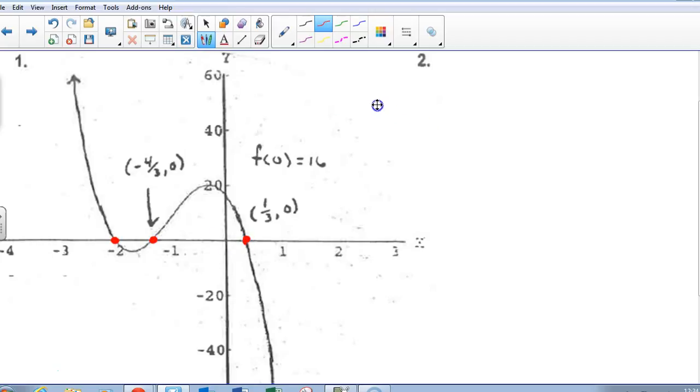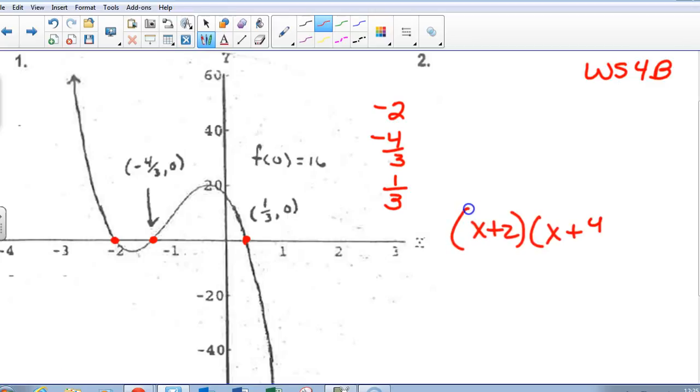Okay, we have a 0 at -2, -4/3, and 1/3. This is on worksheet 4, side B. Is everybody with me? Okay. We can write this in factored form 2 different ways. We can write x plus 2, x plus 4/3, and x minus 1/3. And that factored form would get us those same 3 zeros.